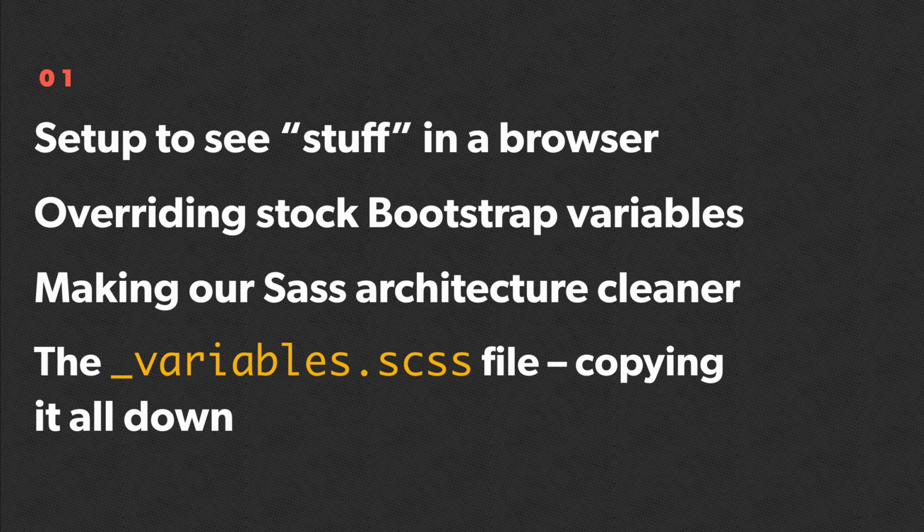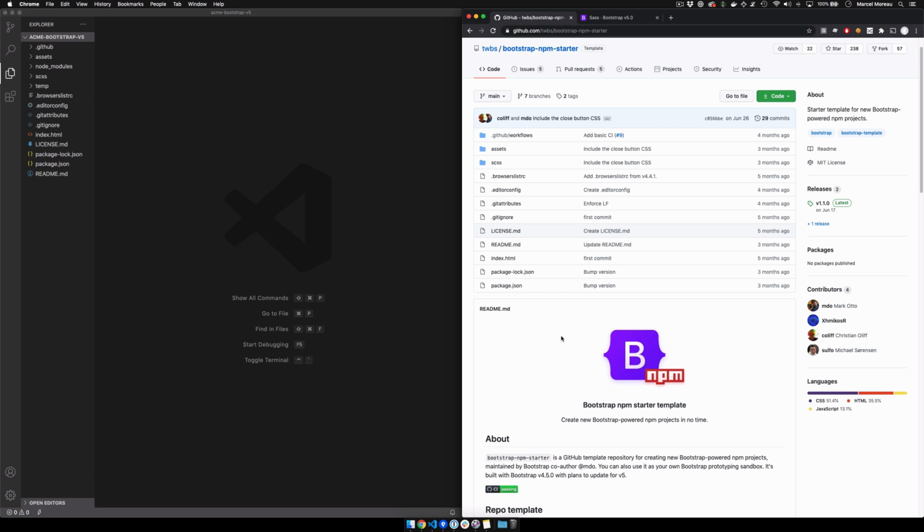Then we'll go ahead and take some time to clean up our Sass architecture. Finally, we'll look at the Sass variables file that Bootstrap provides, which in some ways is almost like a command center for your web project. My coding environment for this tutorial is actually spun off of an official starter kit that Bootstrap provides on their GitHub. This is tailored for version 4, but we can have it work for version 5 very easily.